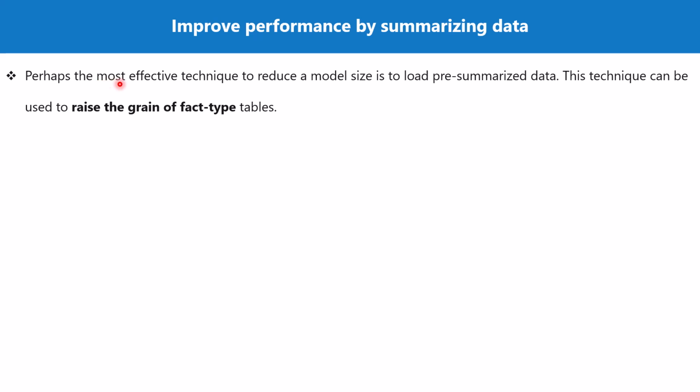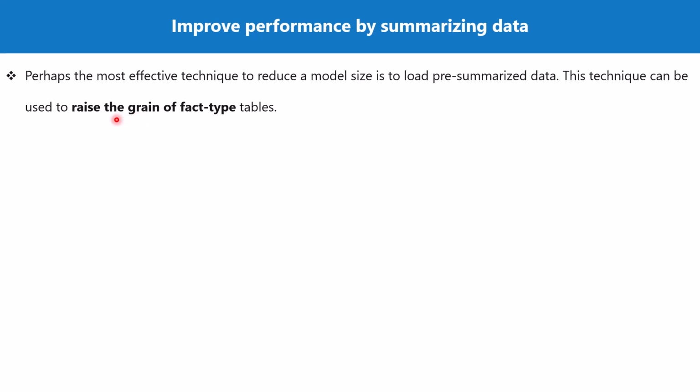So perhaps the most effective technique to reduce a model size in Power BI is to load pre-summarized data. Remember, we had a detailed look at the group by functionality where we saw how we can reduce the size of the table by using the group by functionality, and this is the same or a similar concept that we are going to discuss here. This technique can be used to reduce the grain of the fact type tables.